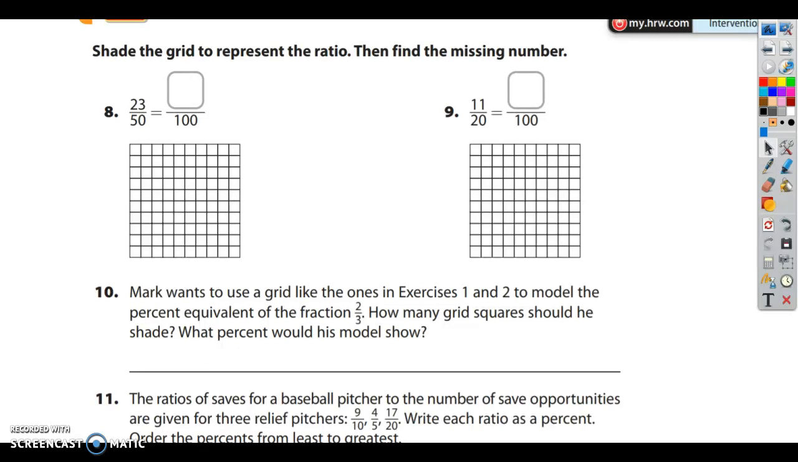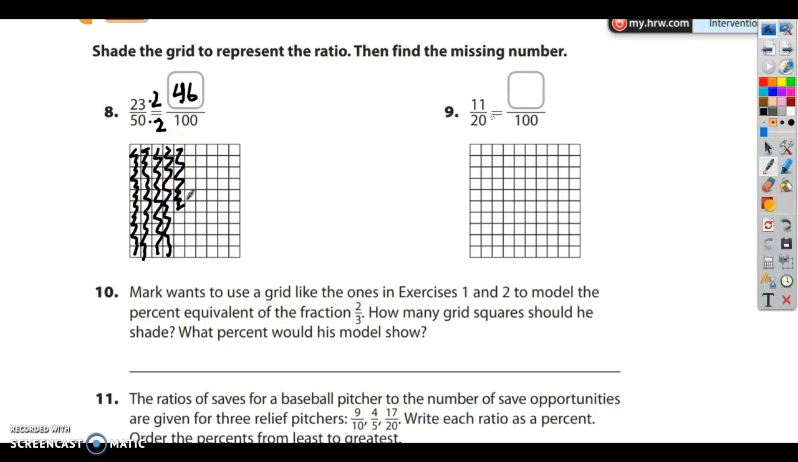Alright, number 8 reads 23 over 50 equals blank over 100. I guess that we should read the directions first. Shade the grid to represent the ratio, then find the missing number. Well, if you multiply 50 by 2, you get 100, which means you have to do the same thing with the first term, so you get 46. And then you need to shade 46. Whether you shade vertically or horizontally, you can just count by 10s, 20, 30, 40, and 6.